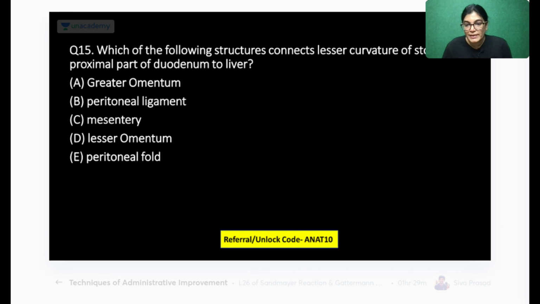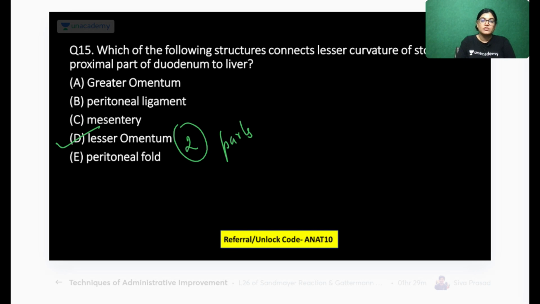Okay, so yes, 77% of students have given the right answer. Praveen is leading, followed by Stuffy, Manish Kumar, Abhi, Dr. Gaurav. Okay, the answer is lesser omentum. So actually lesser omentum again has got 2 parts. One is the hepatogastric part, another is the hepatoduodenal part.